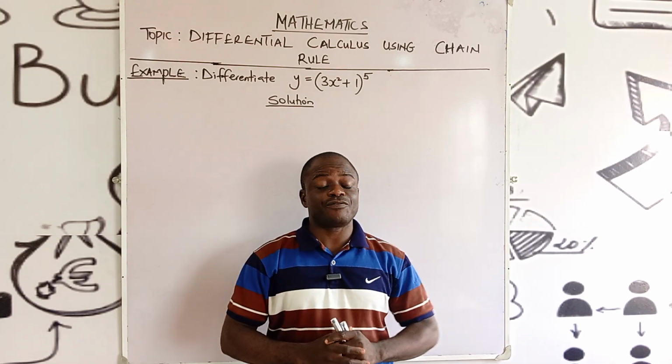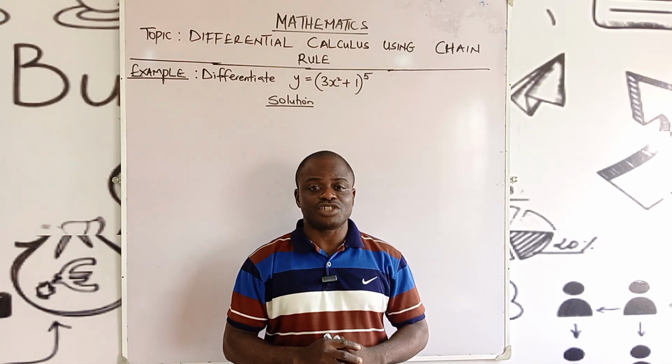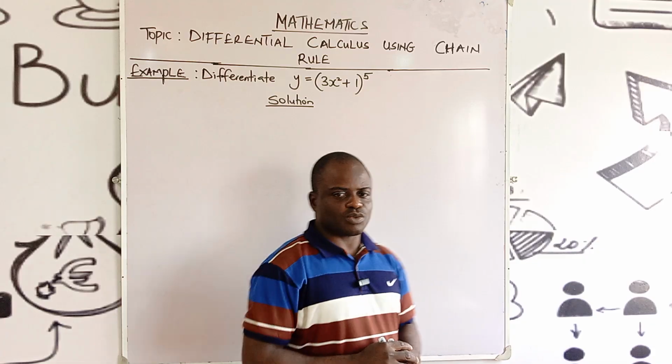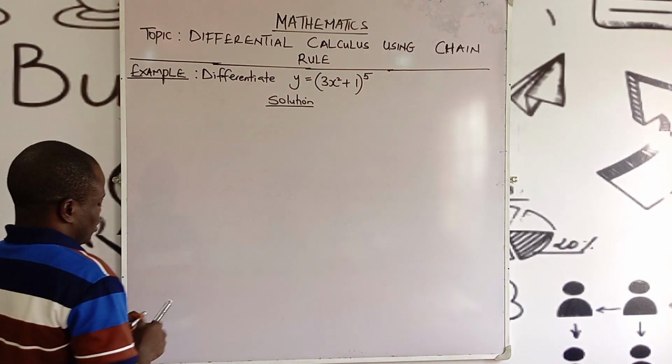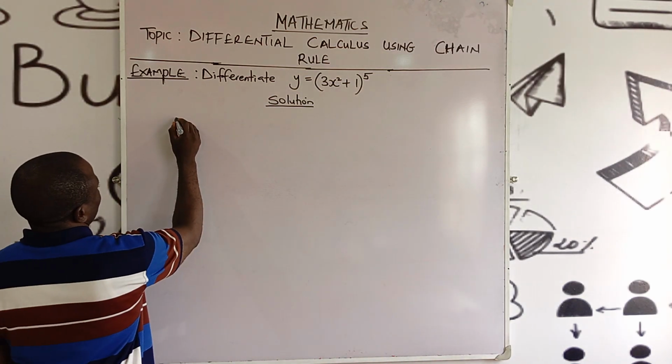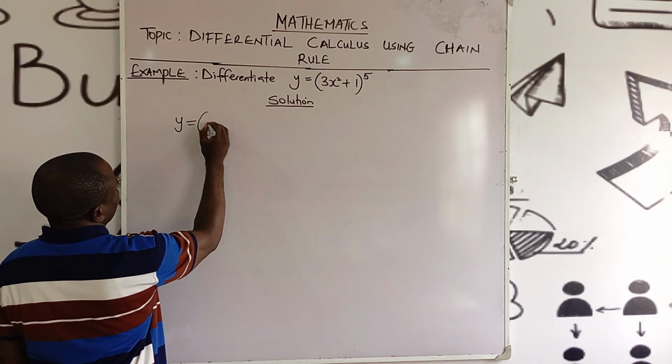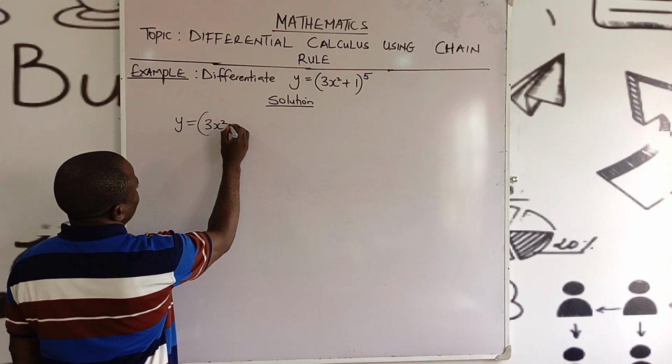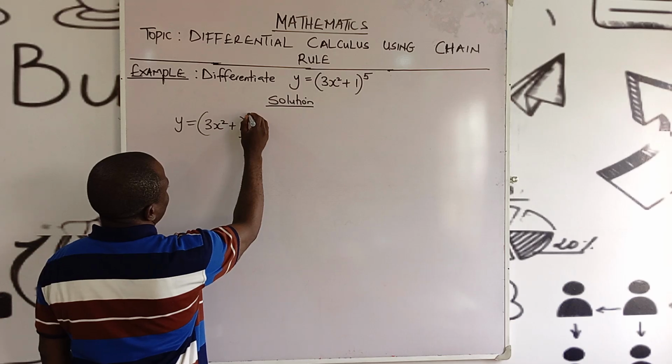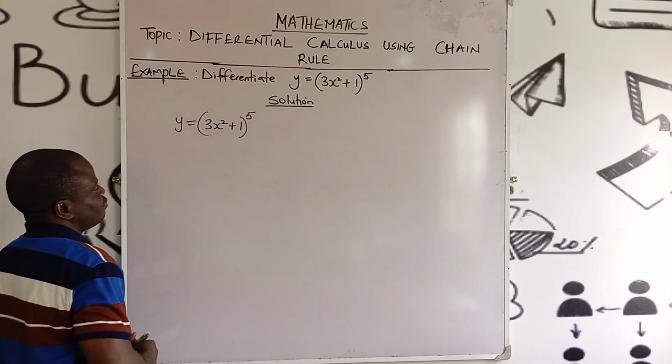Today we're considering differential calculus using chain rule. Let's look at what's on the board. The question goes thus that we should differentiate y equals (3x squared plus 1) raised to power 5.